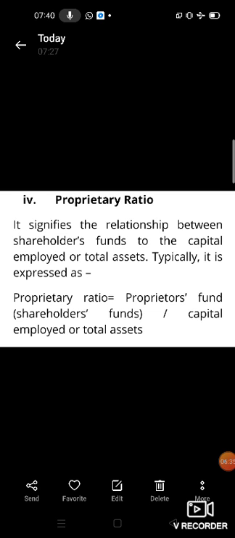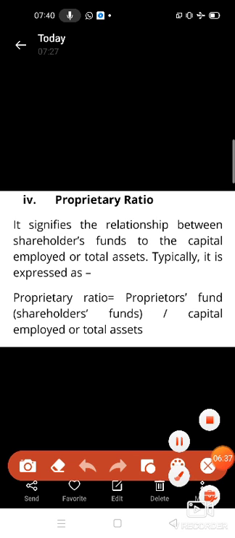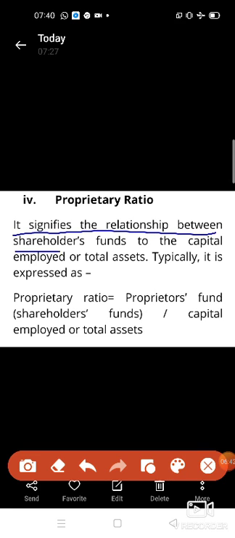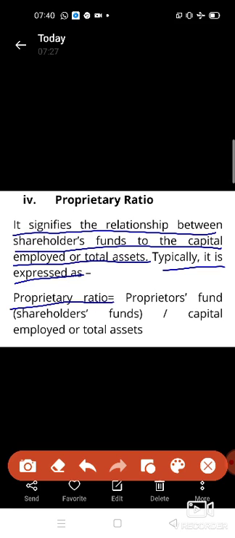Proprietary ratio. It signifies the relationship between shareholders' fund and the capital employed or total assets. Typically, it is expressed as proprietary ratio equal to proprietor's fund divided by capital employed or total assets.